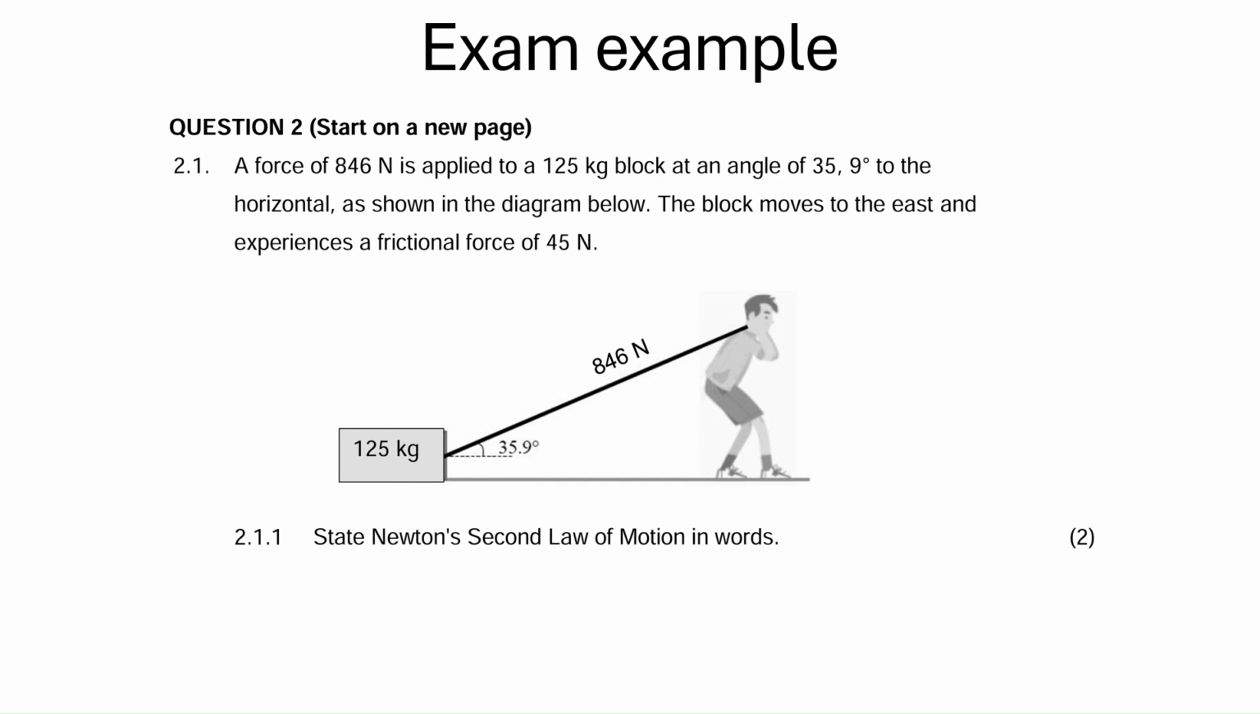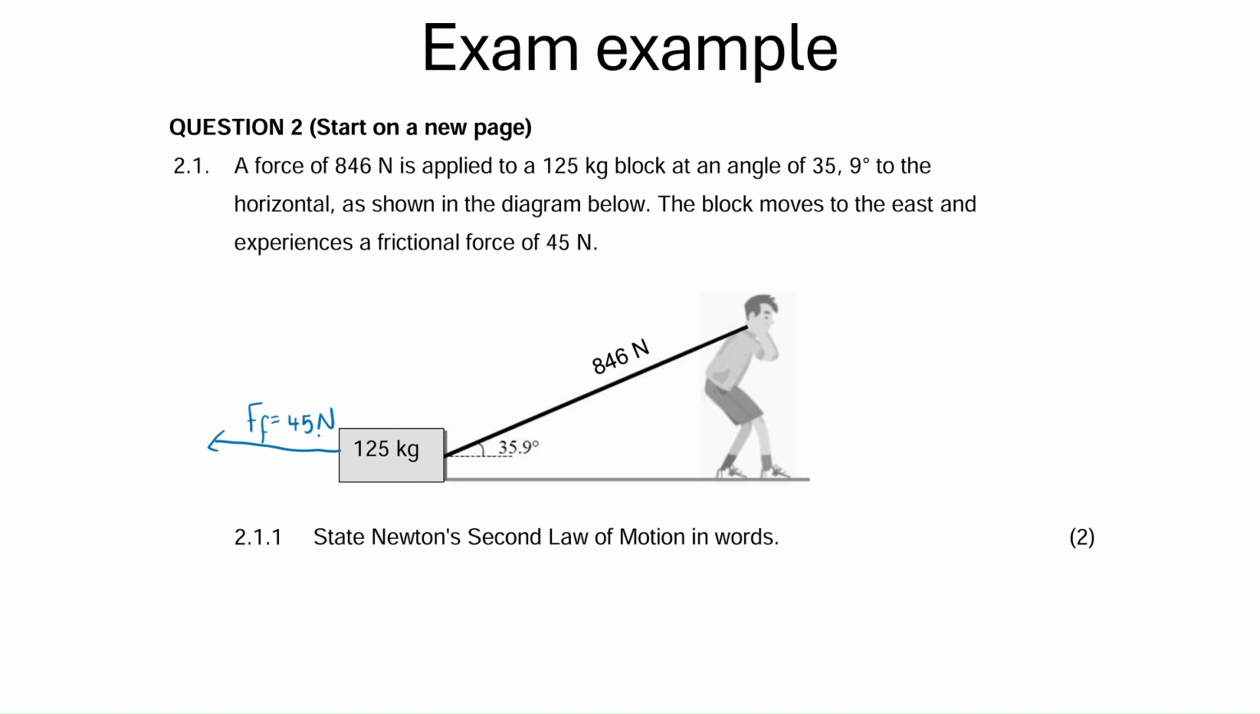Horizontal, as shown in the diagram below. The block moves to the east and experiences a frictional force of 45 newtons, right? So guys, it's not labeled on the diagram over here, but it is stated that we have a frictional force of 45 newtons.